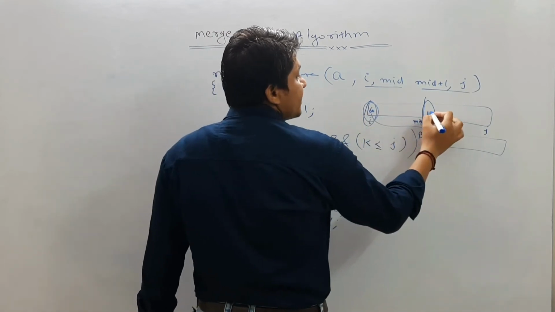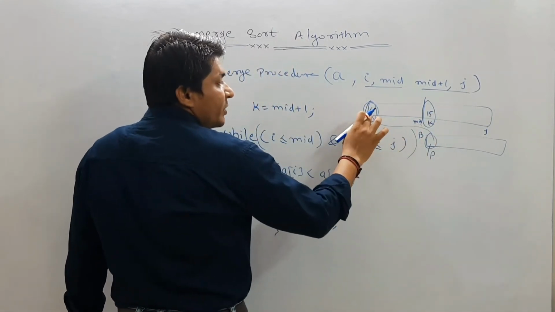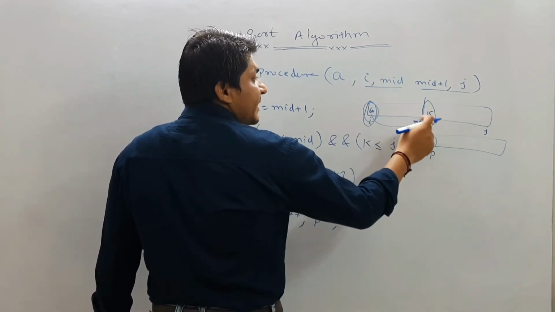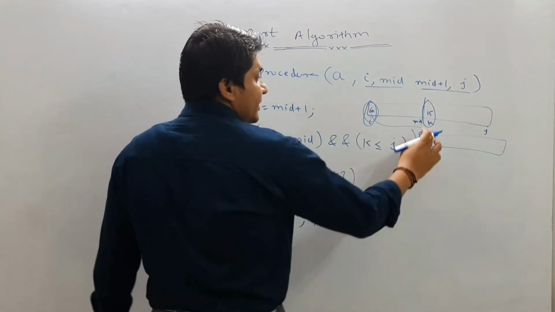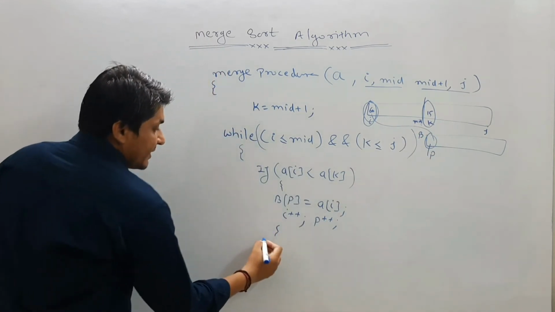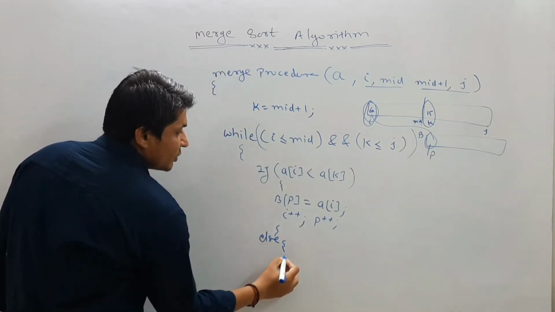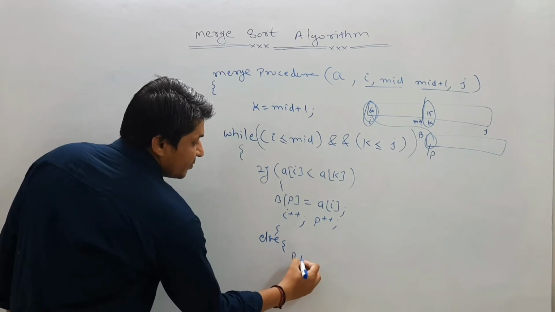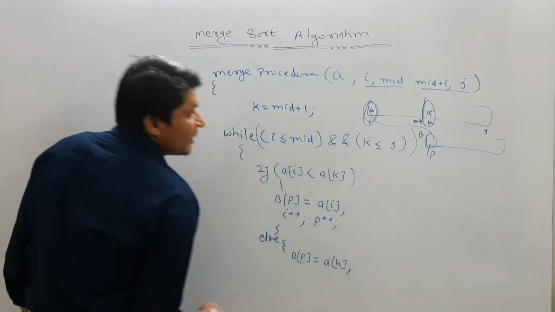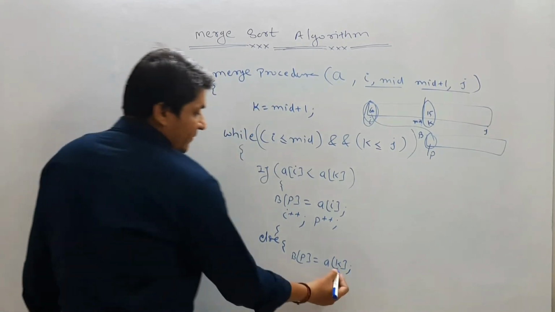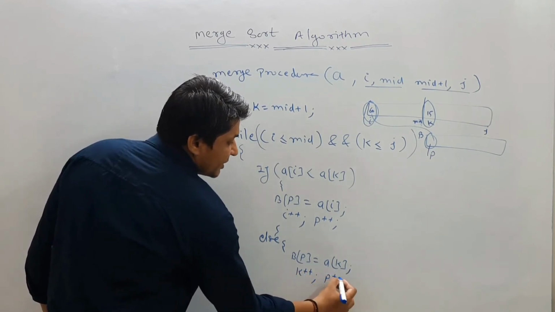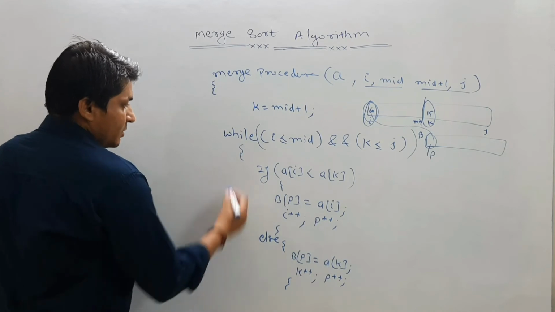If this condition is not true, what could be the possibility? Let's say this is 60 and this is 15. Now this condition is not true, because you are comparing these two elements, so we copy the second array's element into this array. You copy the first element of the second array. So else, b of p equals a of k, and k is incremented, k plus plus, then p plus plus. So this is the loop.